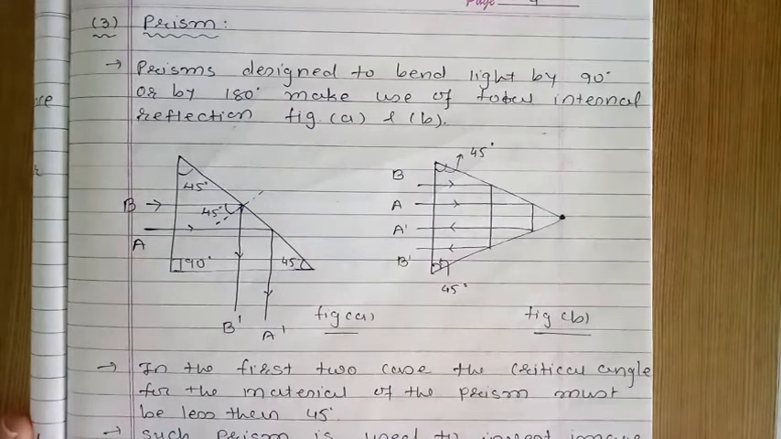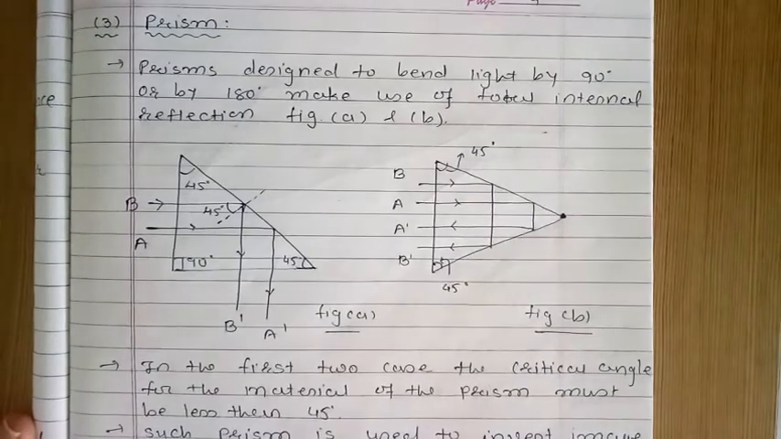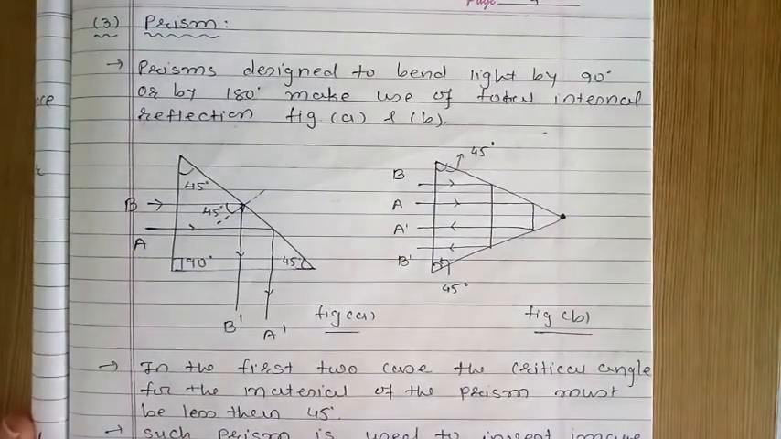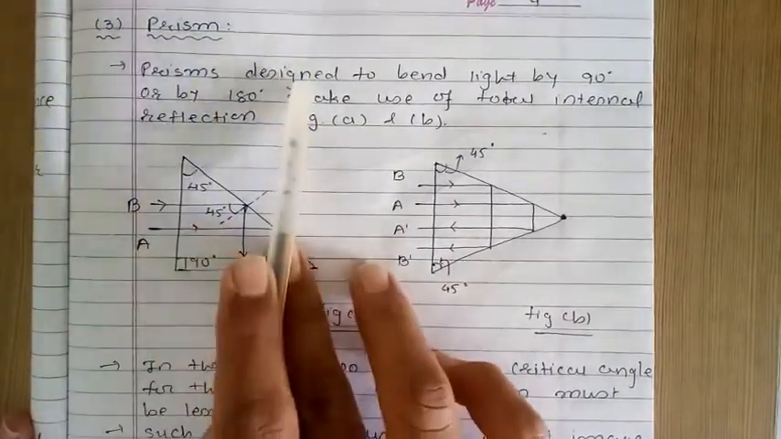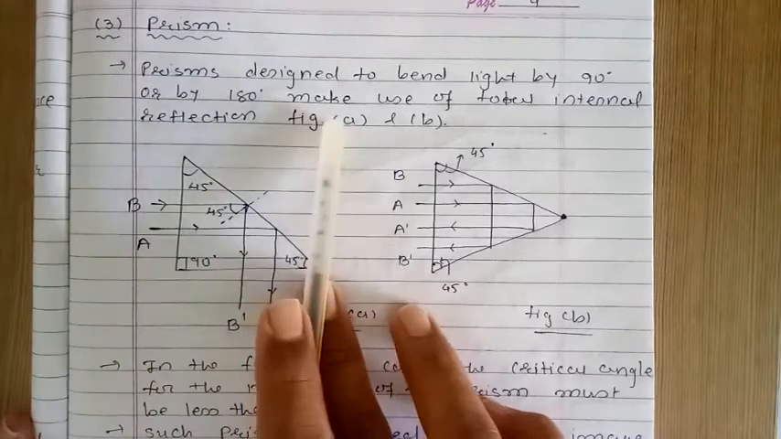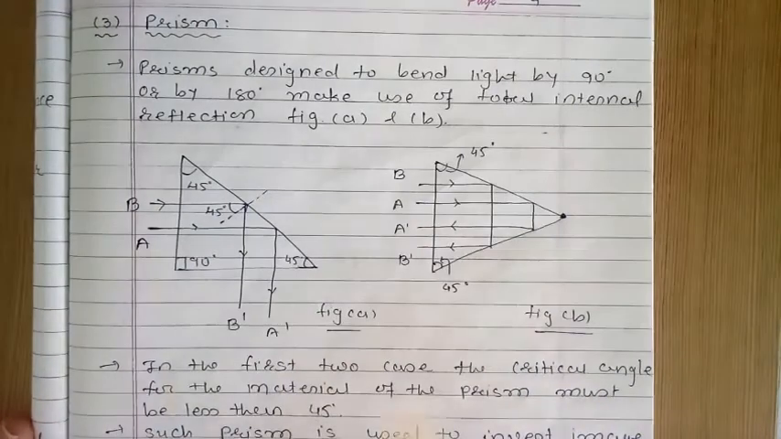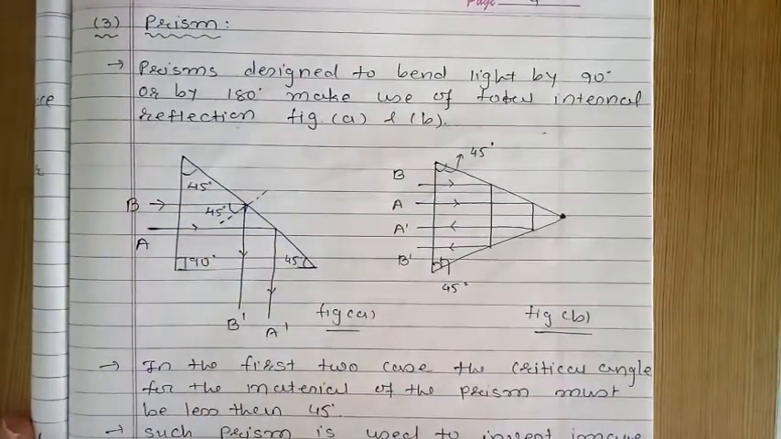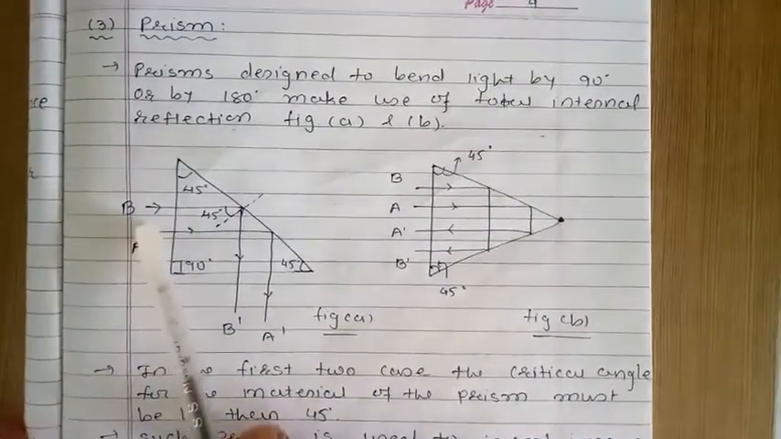Prisms are designed to bend light by 90 degrees or 180 degrees to make use of total internal reflection. You can see in this figure, as shown in figure A and figure B, this is a prism, right? Here we bend light by 90 degrees.